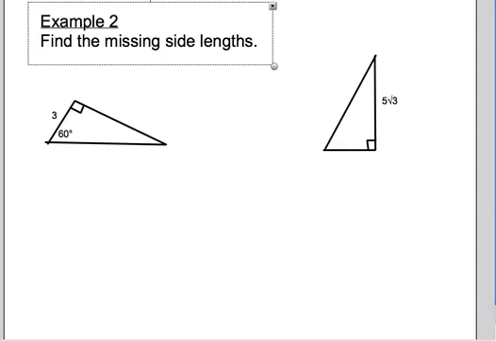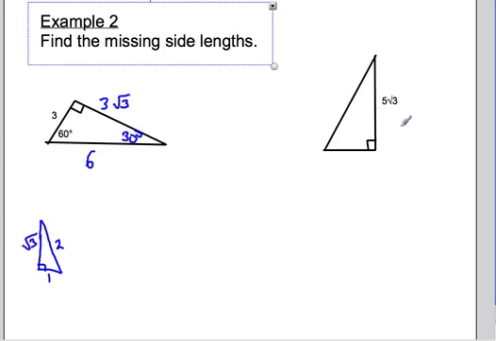Next, we have a couple of examples with some 30, 60, 90 triangles. Okay, so remember the relationship, you should always remember this: 1 for the shorter leg, 2 for the hypotenuse, root 3 for the longer leg. So we have the shorter leg here. So the hypotenuse is going to be twice as big, which is 6, and the longer leg is going to be root 3 times the shorter leg, so that's going to be 3 root 3 for that one.